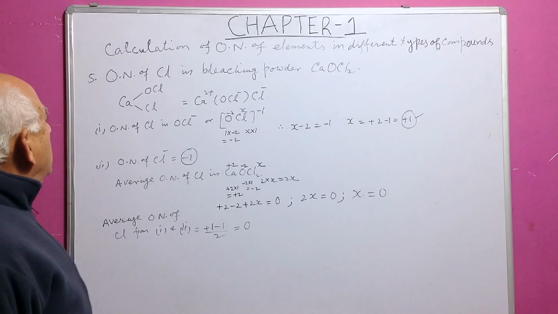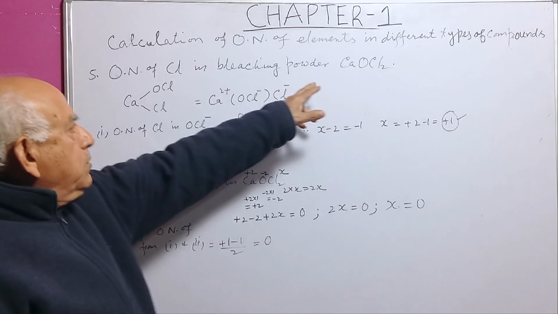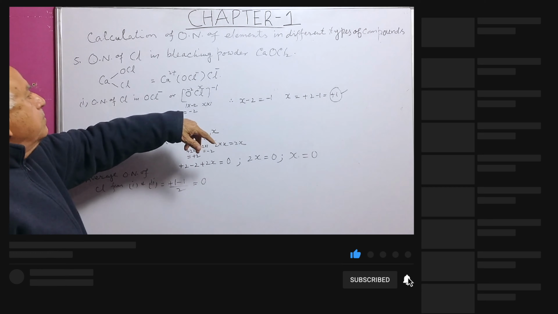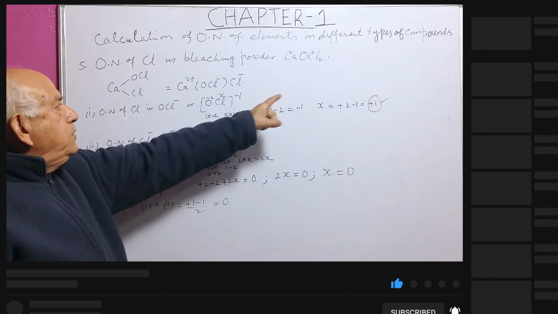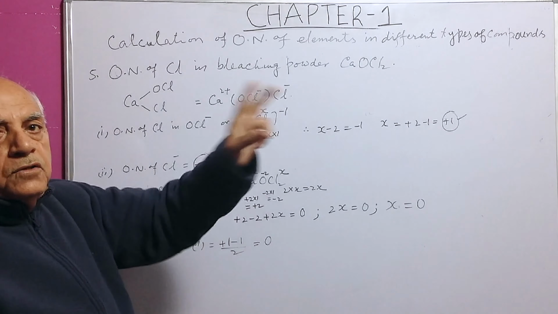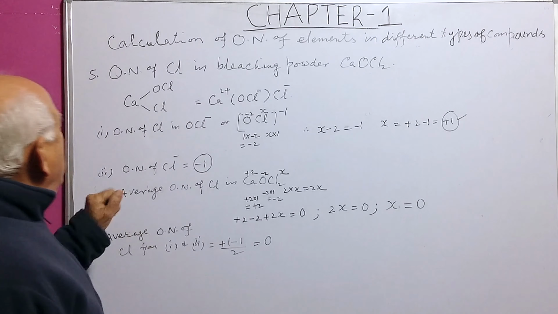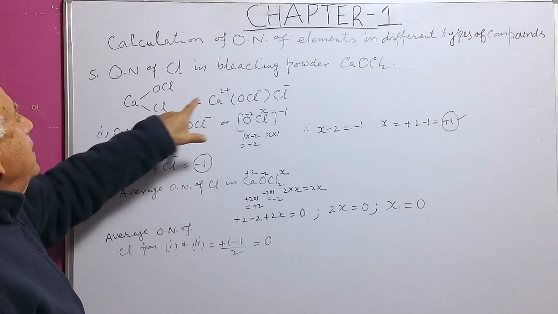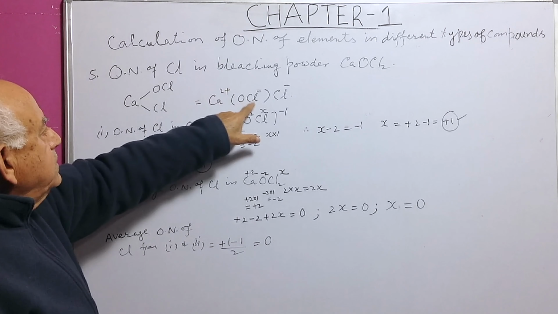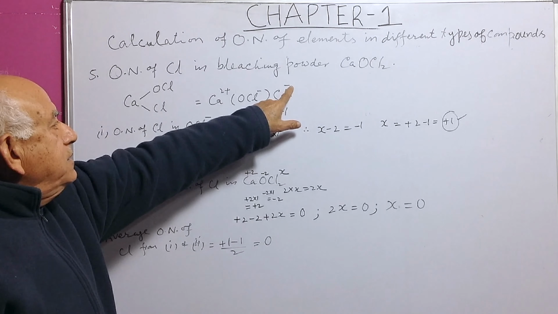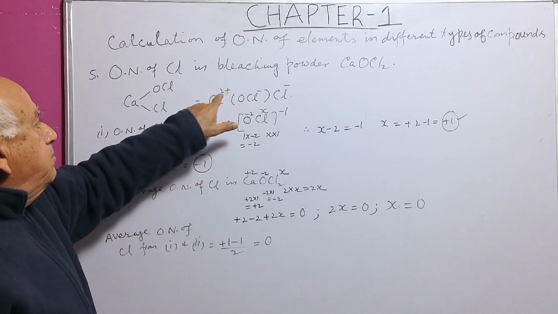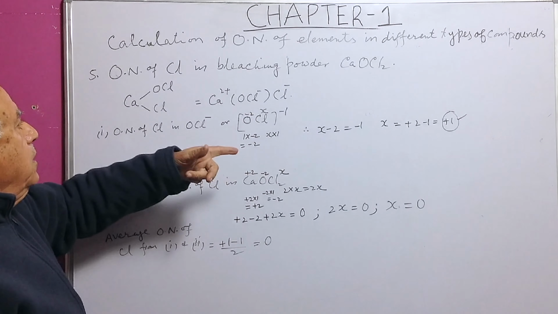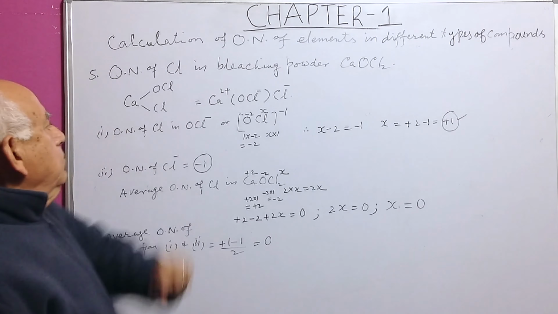Let us study the oxidation number of other elements. Also, the oxidation number of Cl in bleaching powder CaOCl2. In this case, the structure of CaOCl2 is different. It means Cl exists in two types. First of all, CaOCl2 is written as CaOCl and CaCl, that is Ca plus 2, OCl minus and Cl minus. Plus 2, minus 1, minus 1 is equal to 0. Hence, this molecule is a neutral molecule.